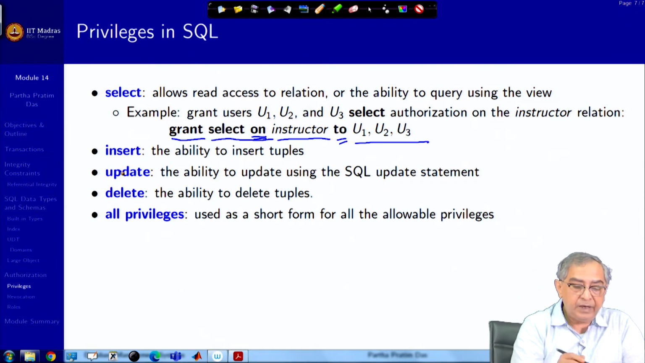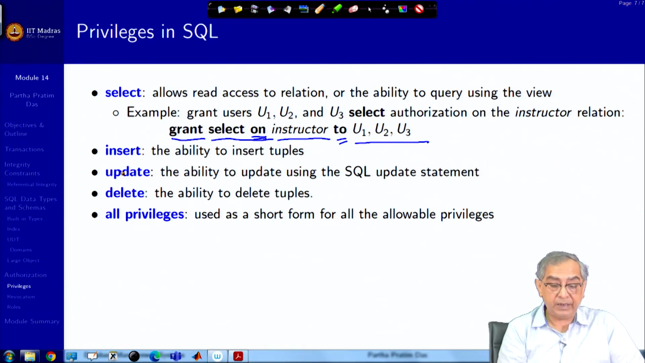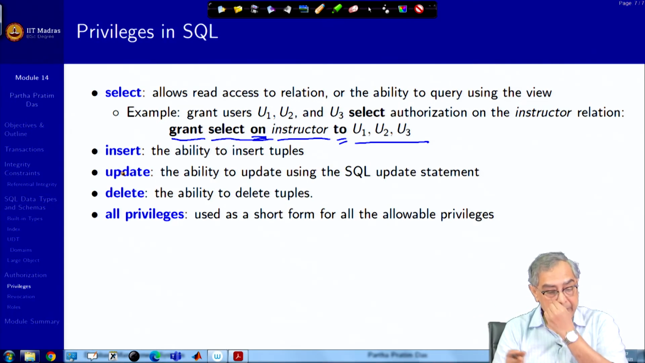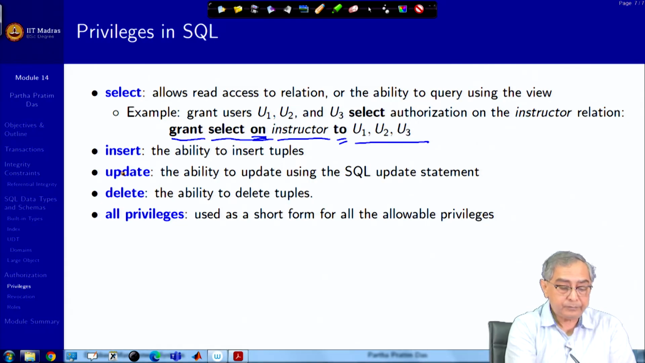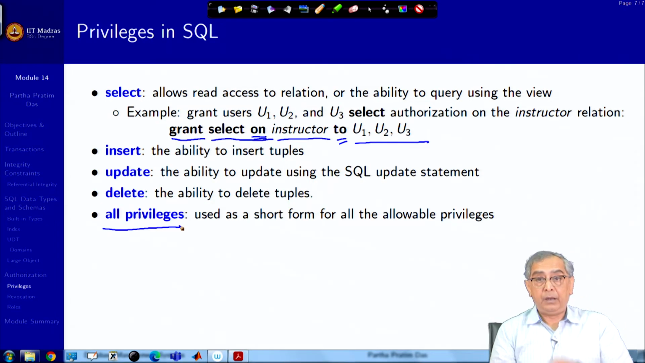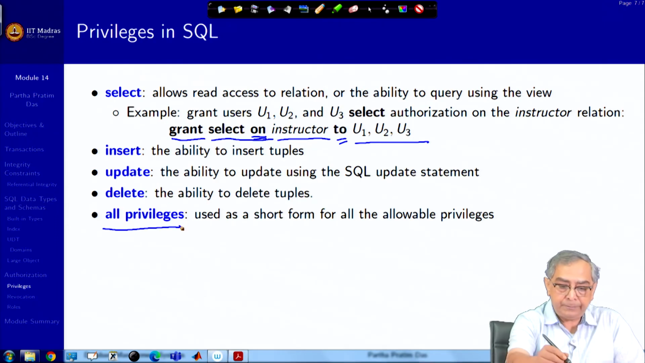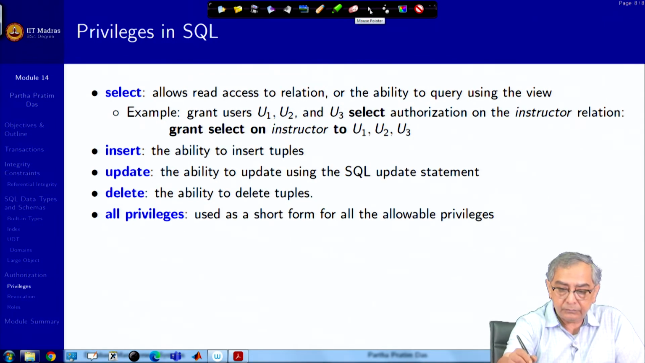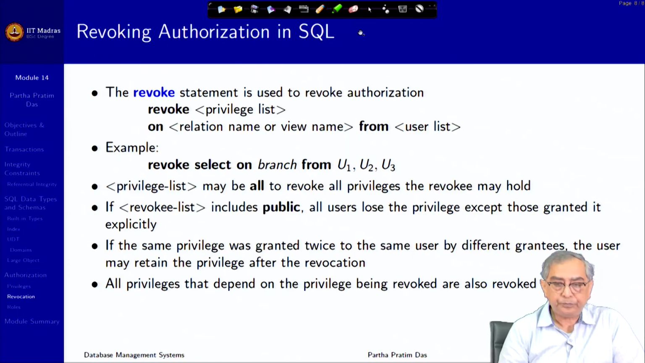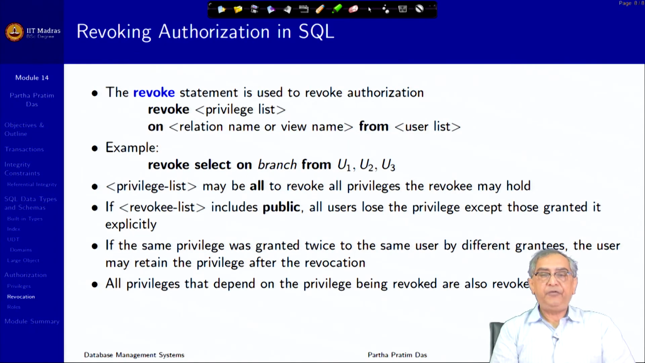Similarly, there are privileges like insert. So, grant insert on and so on, grant delete on and so on. Or you could give all privileges, by which you mean that you will have a privilege to do all of these, right. Now, naturally, if you can grant a privilege, you can also revoke a privilege. That is, authorization can be granted as well as revoked. So, when you revoke, you can cancel that.